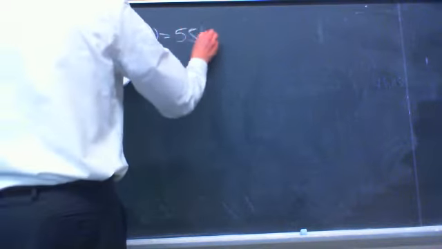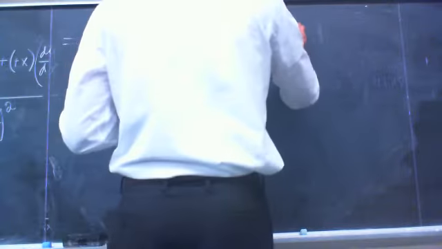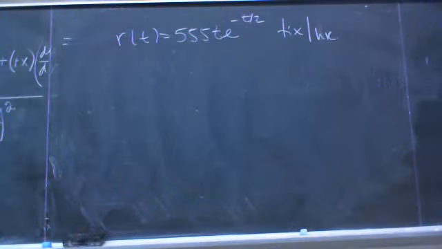T is measured in hours and is modeled by the function r of t. So r of t equals 555t times e to the negative t over 2 power in tickets per hour. This is a rate function. At what time was the rate at which the concert tickets sold a maximum? At what time is the rate at which the tickets are being sold a maximum?